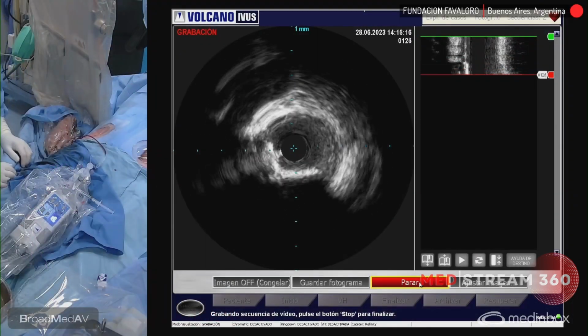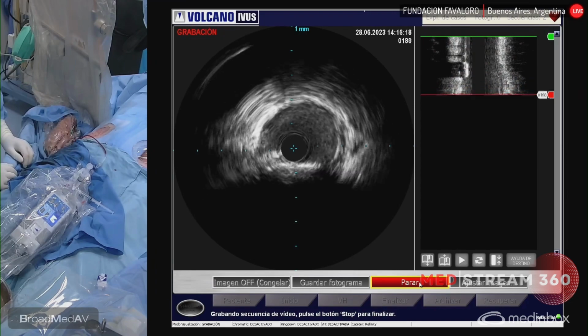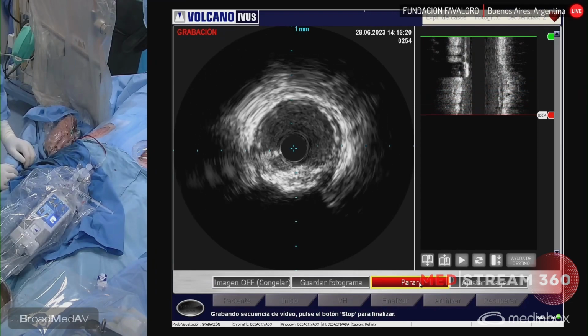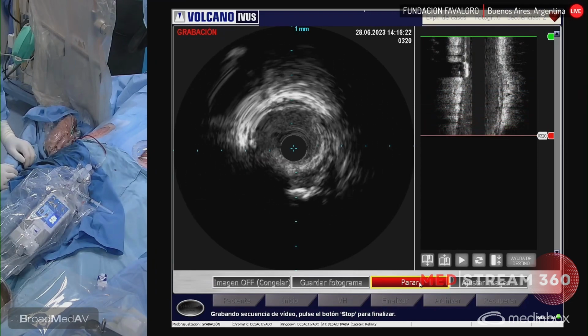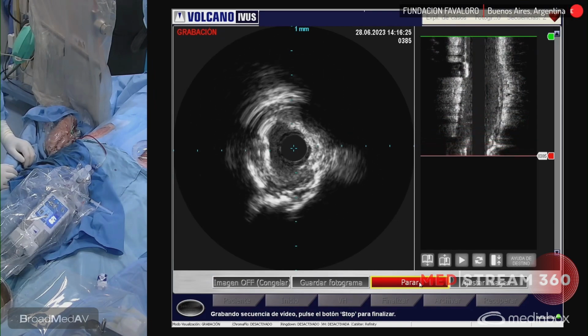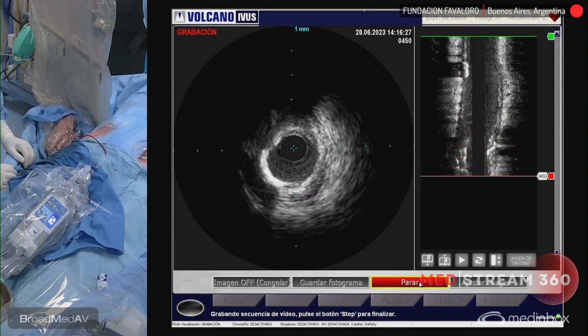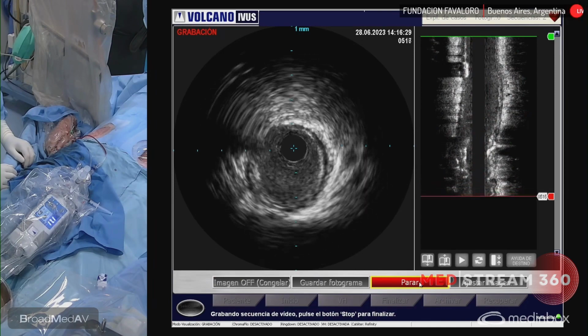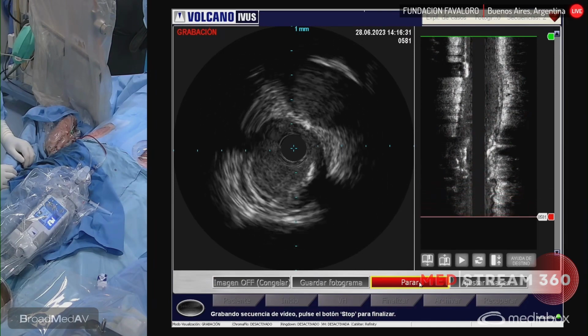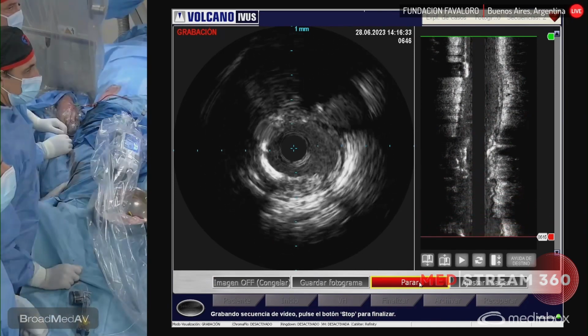Yes, we are in the middle segment of the LAD, isn't it? Yes, absolutely. We can see an eccentric plaque, a mild eccentric plaque, 5 to 8, then a severe plaque with severe calcification, superficial and deep calcification. This is a bifurcation.